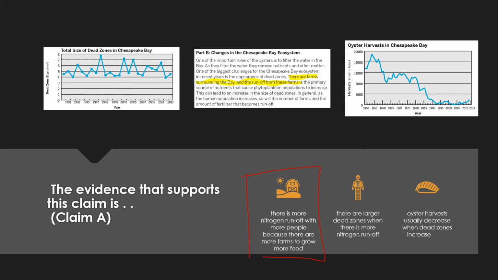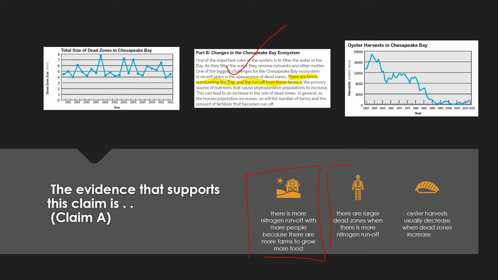There is more nitrogen runoff with more people because there are more farms to grow more food, and it comes from here. We know that the farms are, in terms of number, getting more and more around the Chesapeake Bay. So more farms means more nitrogen runoff.